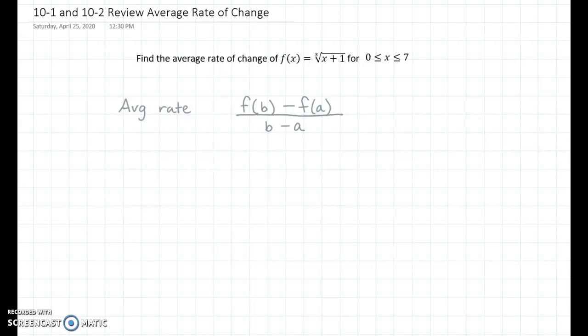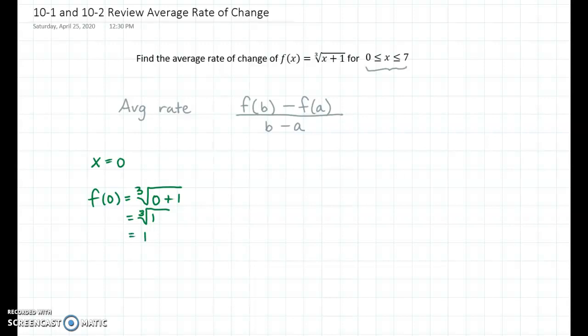Okay. So for our function, the x-coordinates are given to us on the endpoints of this interval. So the x-coordinates are 0 and 7. I'm going to start at x equals 0. If I plug 0 into my function, I have the cube root of 0 plus 1. I would do the addition first and then the cube root. So the cube root of 1, which is 1.